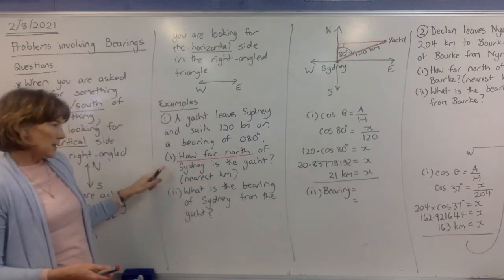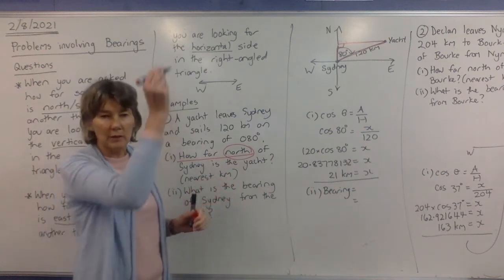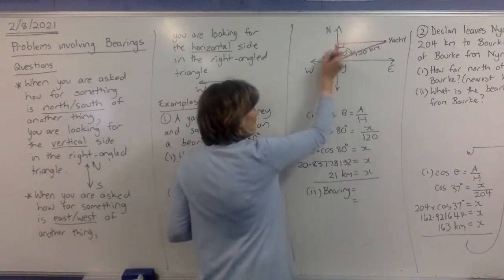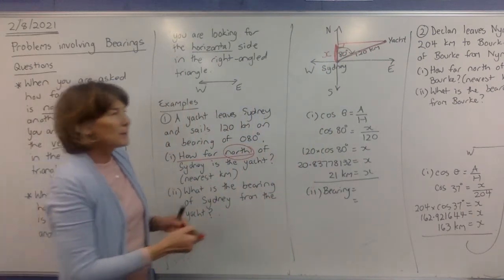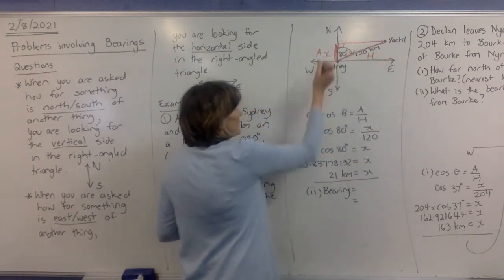Now, the question says, how far north? So remember, north or south is a vertical line. So this is what they want to know. So we're going to put our X there because that's what they're asking for. Now we'll label our sides. This one's the hypotenuse. This one's your adjacent side.